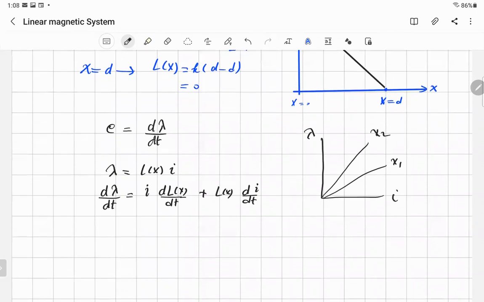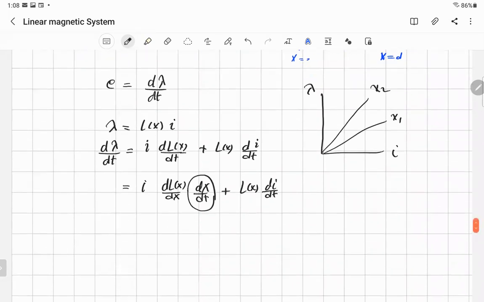By the way, there is something here. How can you get dL by dt when L is a function of X? Let me make this a little bit clearer. First you find dL by dx, and then dx by dt. You cannot do it in one step, because it's a function of X. It's like L of X is equal to 10X squared. So first you differentiate L with respect to X, and then X with respect to T, and that's already a function of time, no problem.